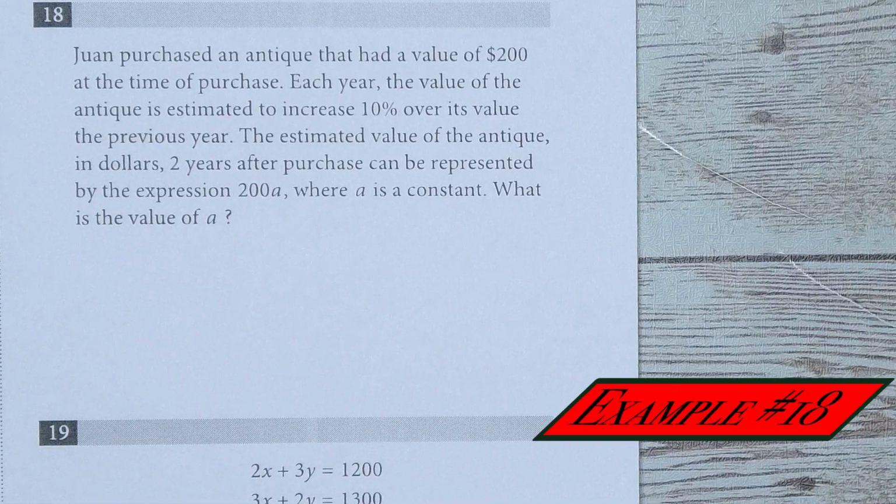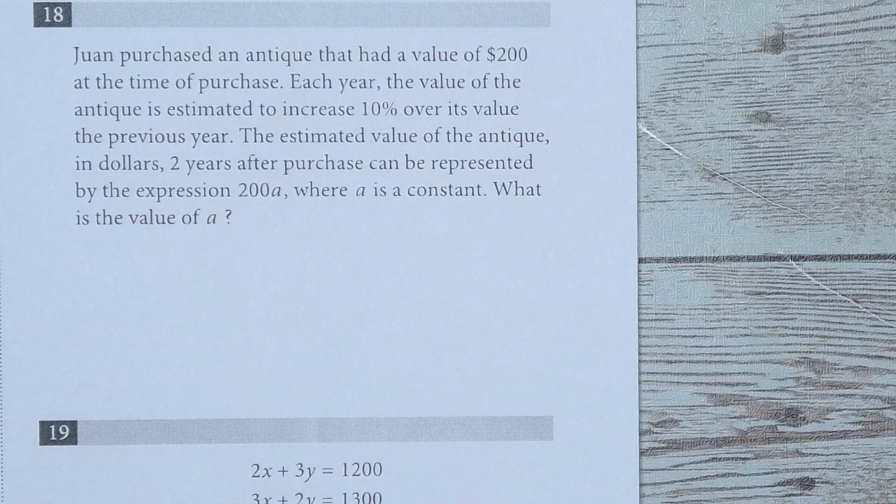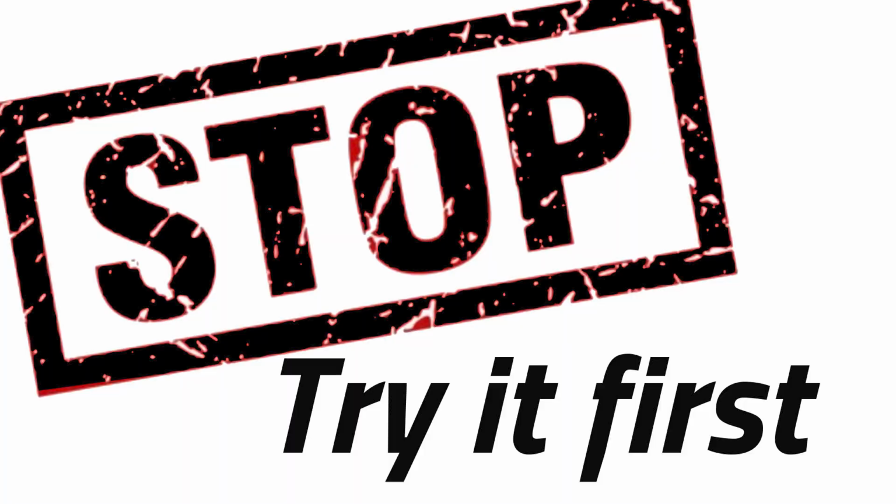Juan purchased an antique that had a value of $200 at the time of purchase. Each year, the value of the antique is estimated to increase by 10% over its value the previous year. The estimated value of the antique in dollars 2 years after purchase can be represented by the expression 200A, where A is a constant. What is the value of A?